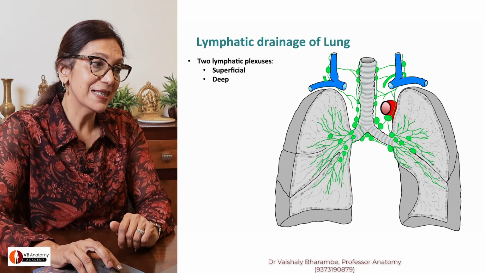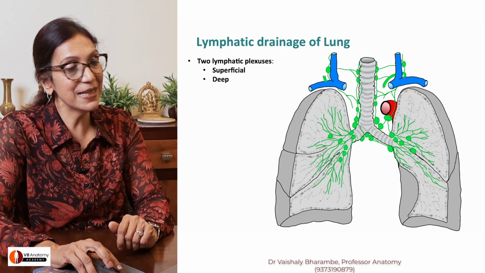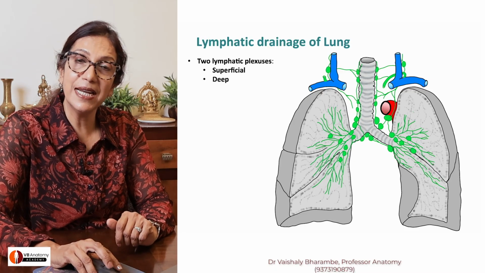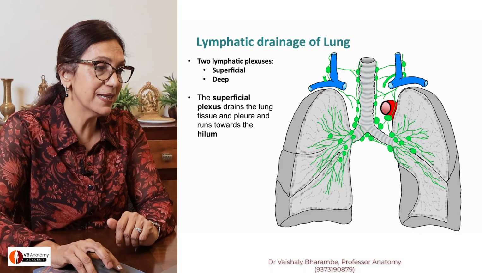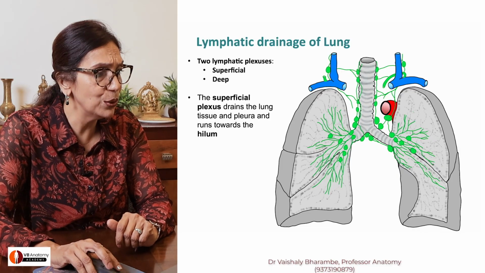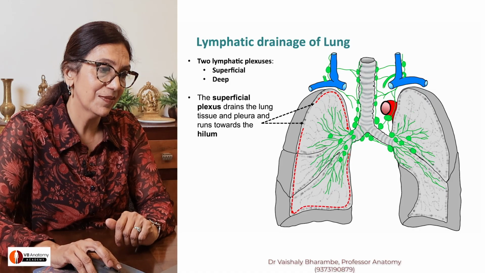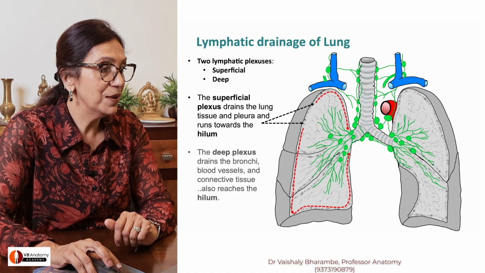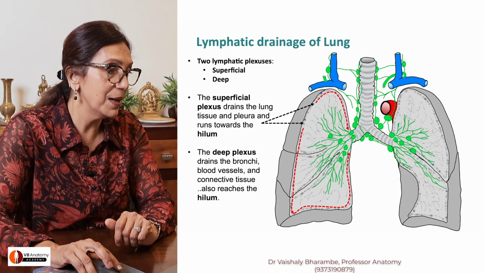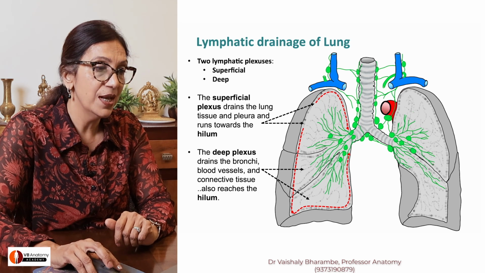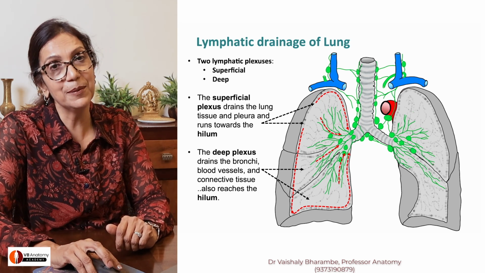Lymphatic drainage of lungs takes place by two lymphatic plexuses, superficial and deep. There is one superficial plexus that drains the lung tissue, the pleura, and runs towards the hilum. There is a deep plexus which drains bronchi, blood vessels and connective tissue and also runs towards the hilum.